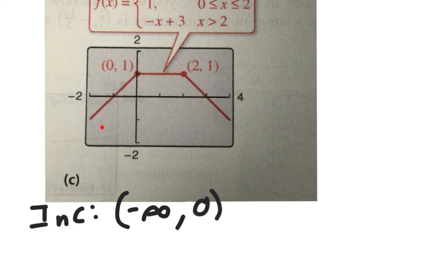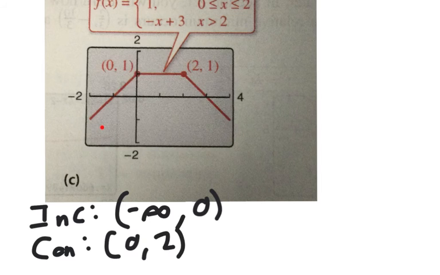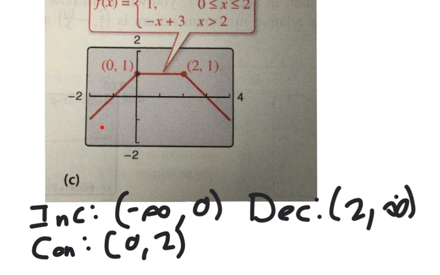It's constant, okay? Because it's flat, right? It's not increasing anymore and it's not decreasing. So we would say that this is constant from 0. And when does it quit being constant? At 2. So from 0 to 2, it is constant. And then what happens at 2? It starts decreasing. And when does it stop decreasing? It doesn't. So from 2 until infinity, it's decreasing.